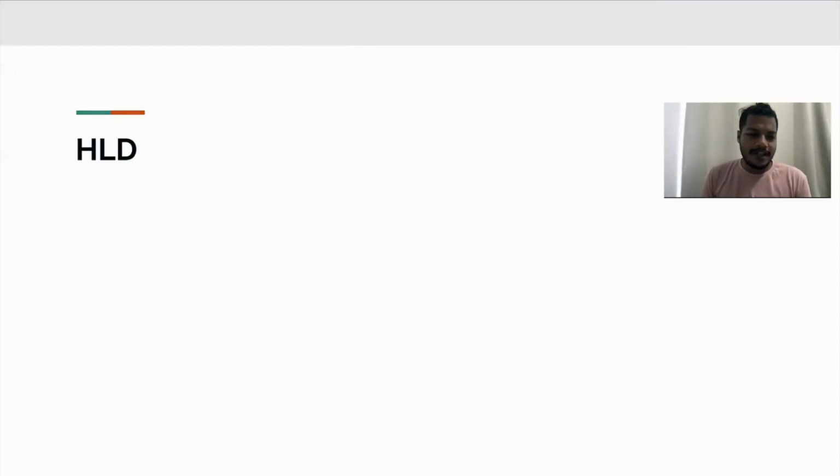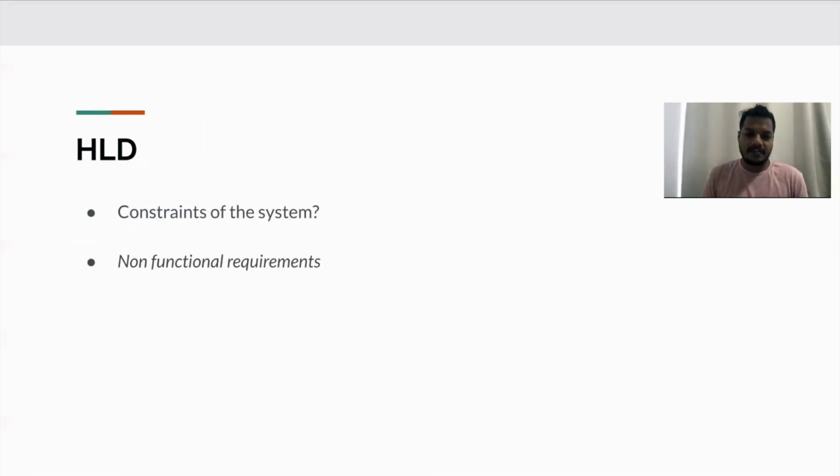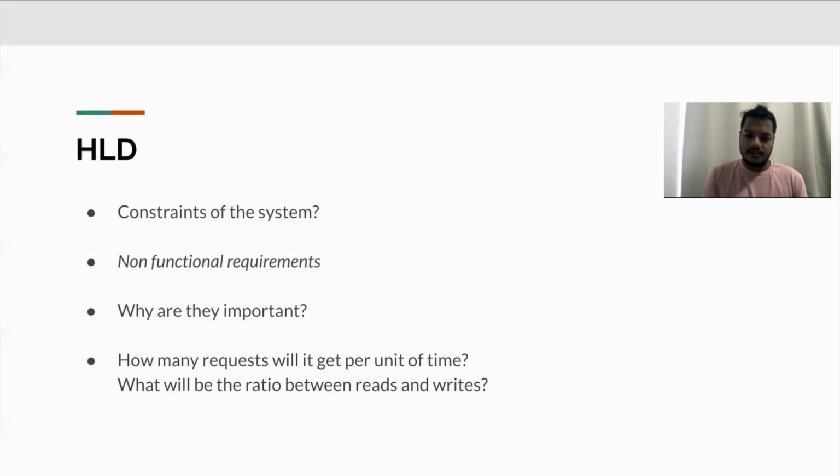So now let's move on to the HLD. In HLD, it's important to understand the constraints of the system. What are the constraints of the system, or the non-functional requirements? Why are they important? Based on these constraints, you will define the components of your system and your system's design, the high-level design. Questions like how many requests will the system get per unit of time? What will be the ratio of reads versus writes? These are some examples of the constraints of the system.